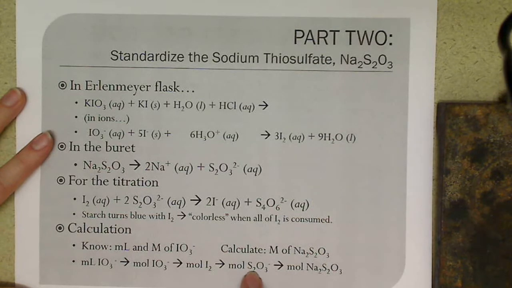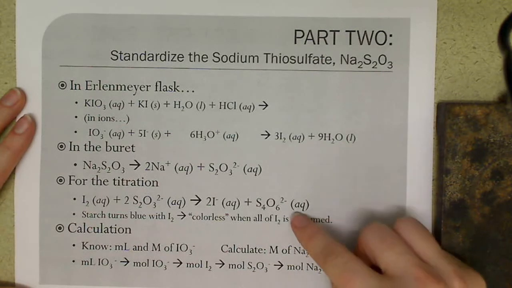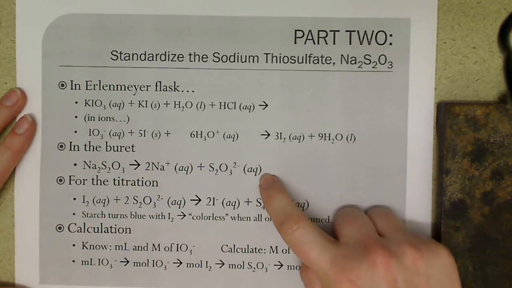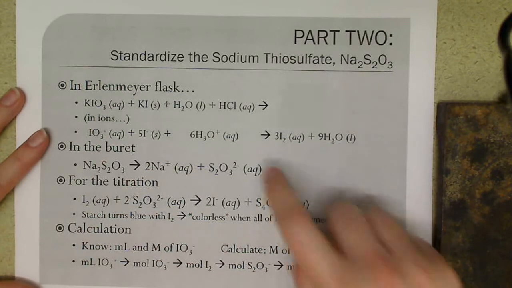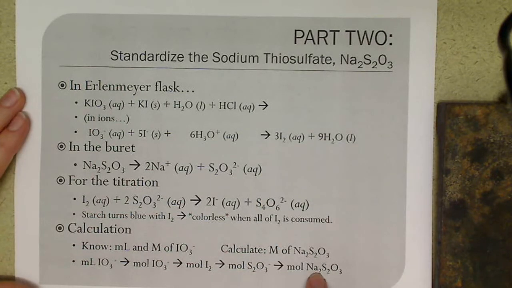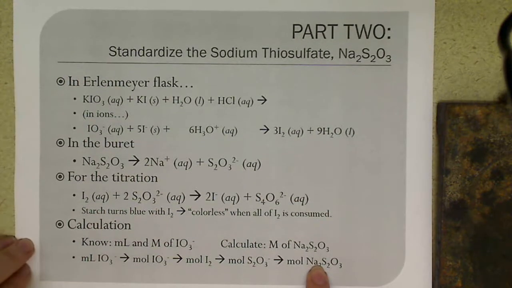Then go from moles of S2O3 minus to moles of your sodium thiosulfate. That uses this equation here. You take your moles of sodium thiosulfate divided by your volume from your burette readings to get your molarity of sodium thiosulfate. All right, so that was part 2.